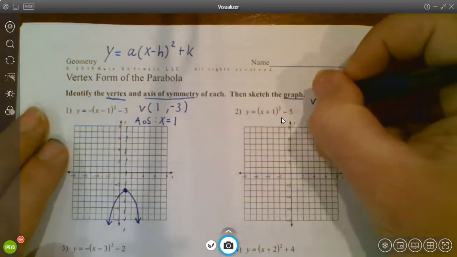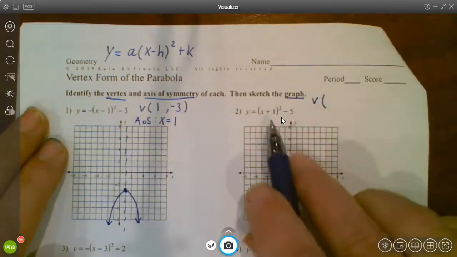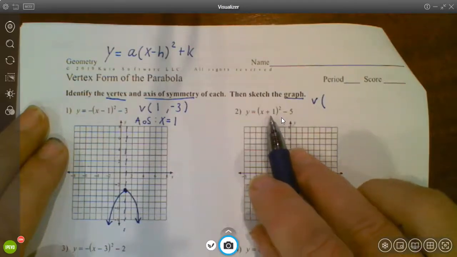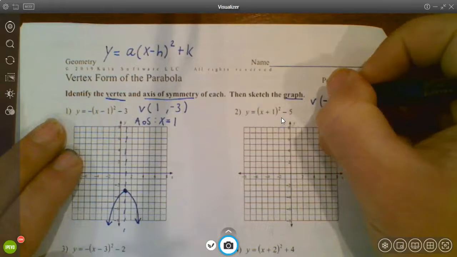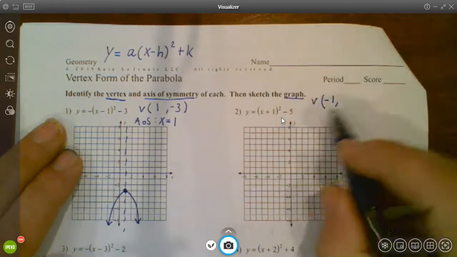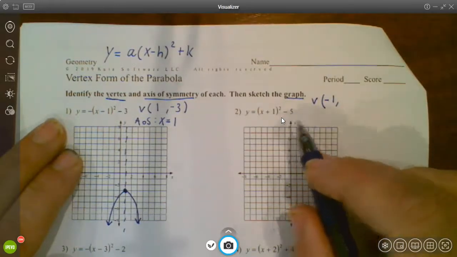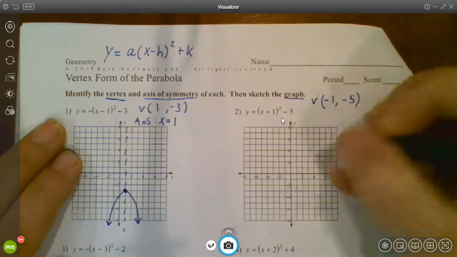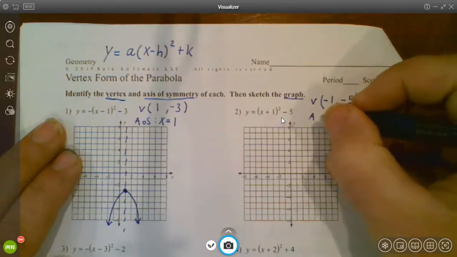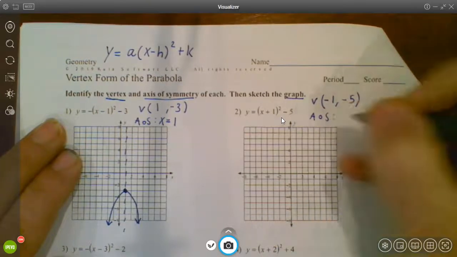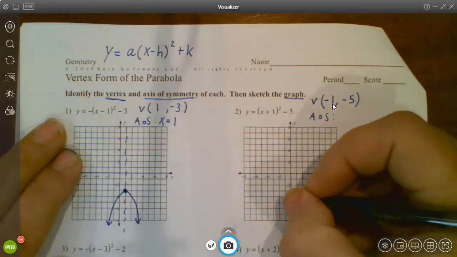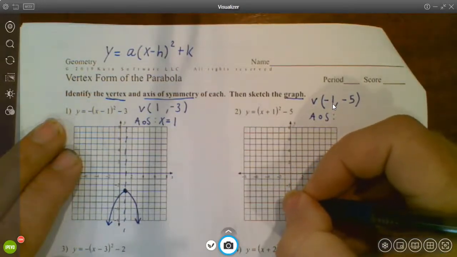If we look over at this one, make sure we identify the vertex. That was part of the directions. Remember that your h value is always the opposite of what you see right here. So in this case, it's going to be -1. And the k value, we always take at face value, so -5. So there's our vertex. I know my axis of symmetry always runs right down through the middle of my graph. So in this case, let's plot that point first. (-1, -5) is our vertex.